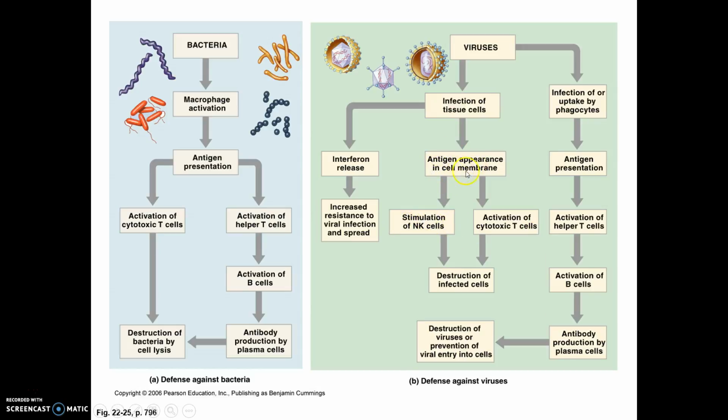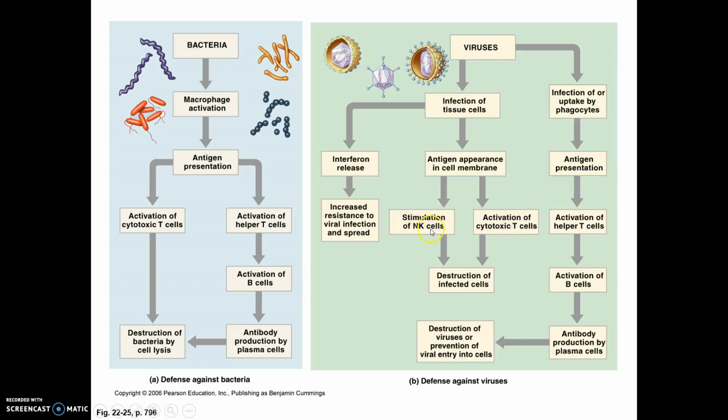So when antigens, the proteins found on the viruses or bacteria, are in the cell membrane, then because viruses tend to infect cells, we're going to activate the cytotoxic T cells or the natural killer cells. Now remember, they are both lymphocytes, but this is specific defenses. They form receptors that help them specifically identify one invader.